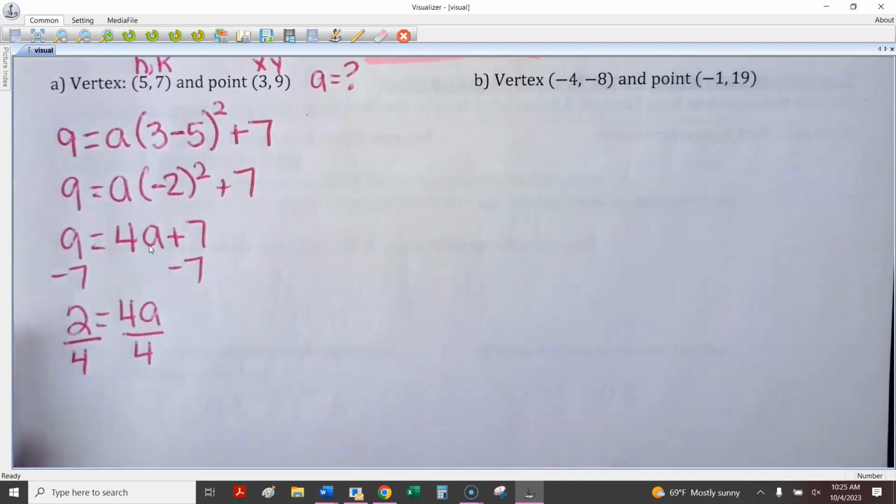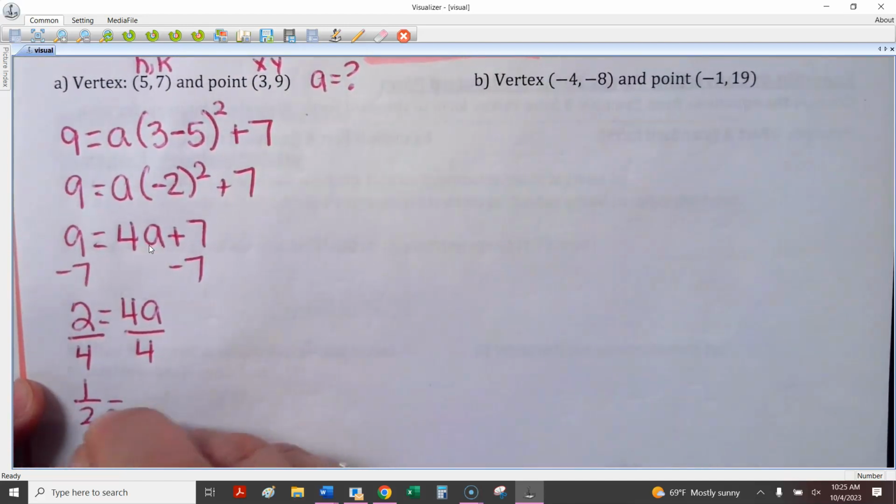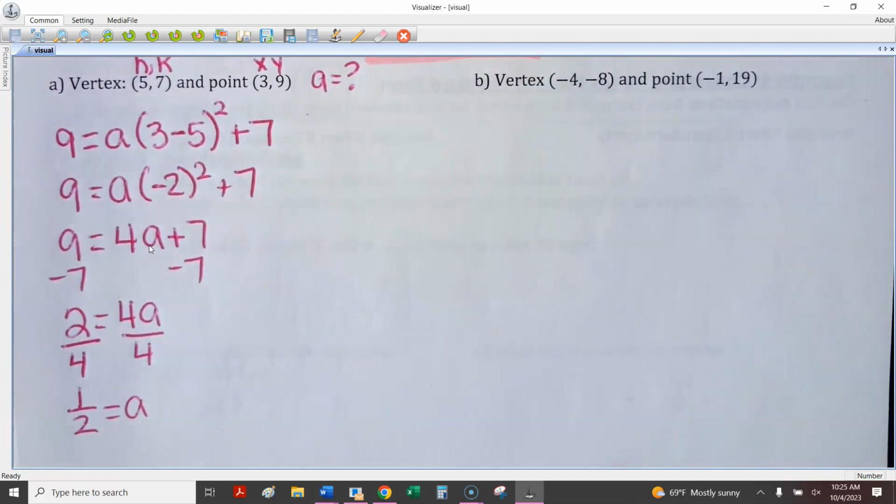All right, I always just see the 4 and the 2 and I go, oh, it's 2. It's not. You're gonna get a by itself by dividing by 4, so just be super careful with that because actually the a value is gonna be 1/2. It's so tricky, so just be careful. Like I said, sometimes I just automatically see the 2 and 4 and go, oh, it's 2. It's 1/2 there, so be careful with that.